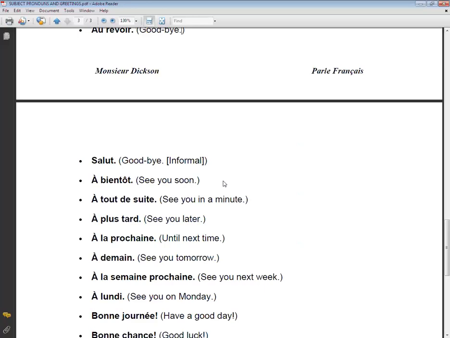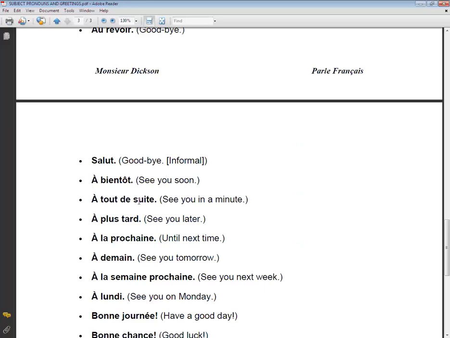With à bientôt. Remember, salut is possible because salut cuts across. It can mean hi, and it can also mean goodbye. So à bientôt means see you soon.